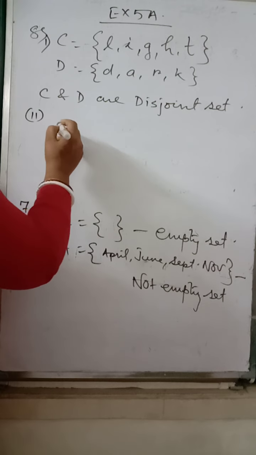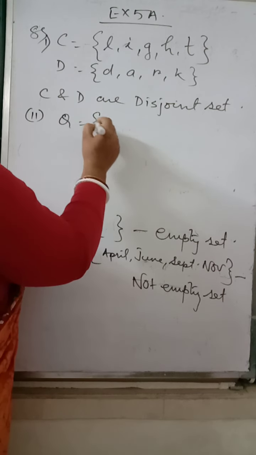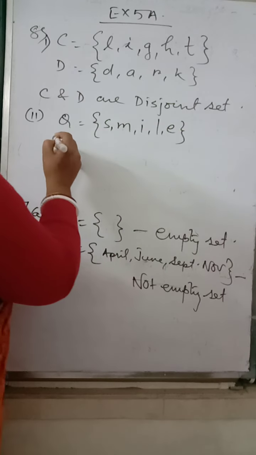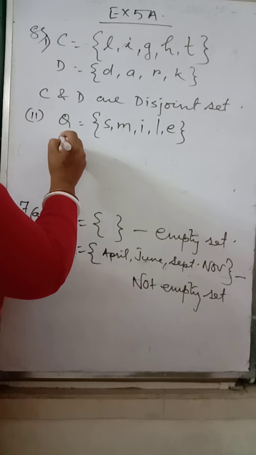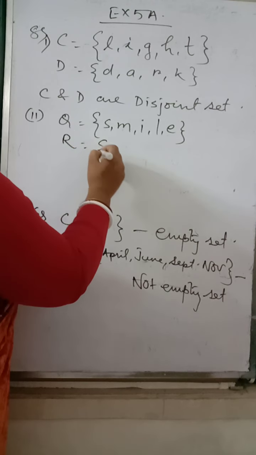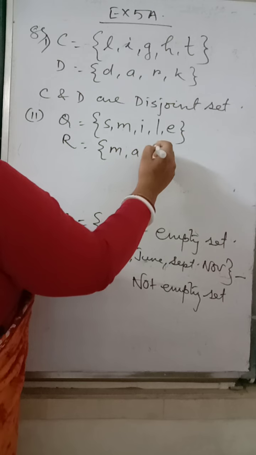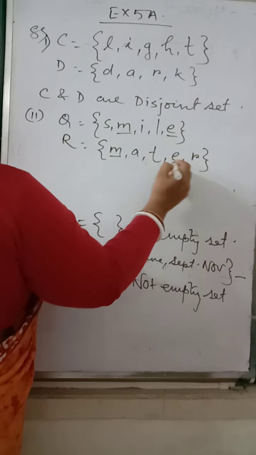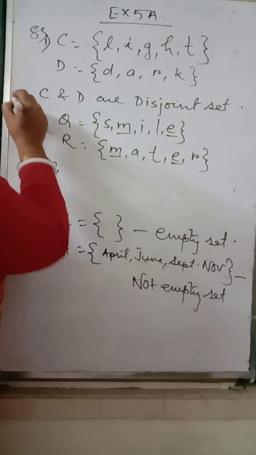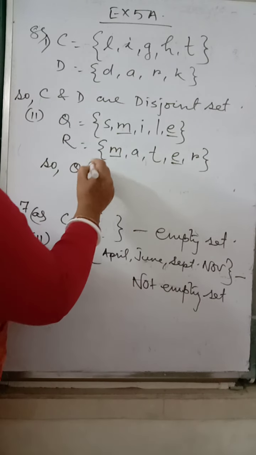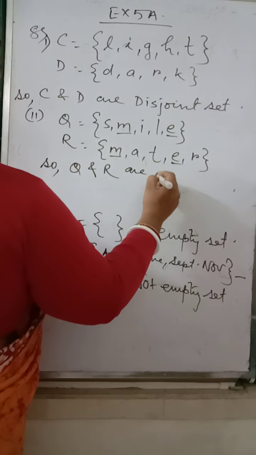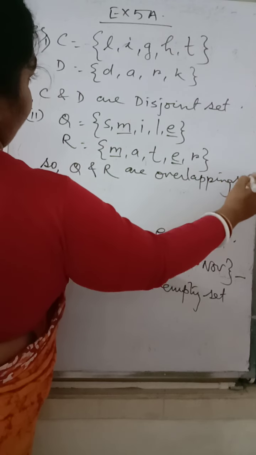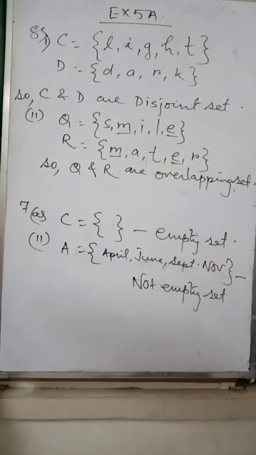8-2. Letters of the word smile. Q is equal to S, M, I, L, E. And R is equal to the letters of the word matter. M, A, T, E, R. We can see M is common, E is common. So Q and R are overlapping sets. Already you know about this, I have explained it.